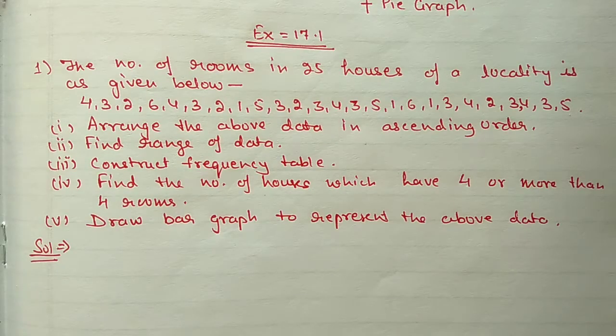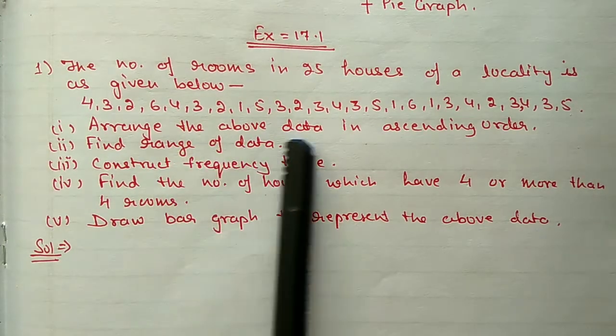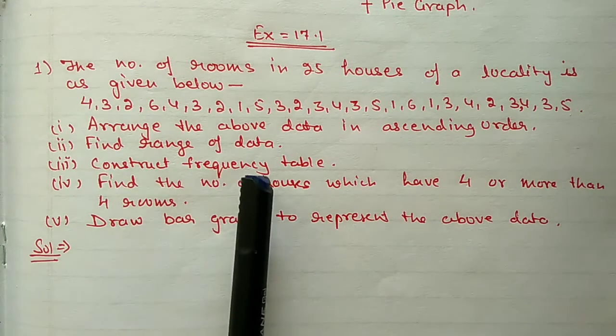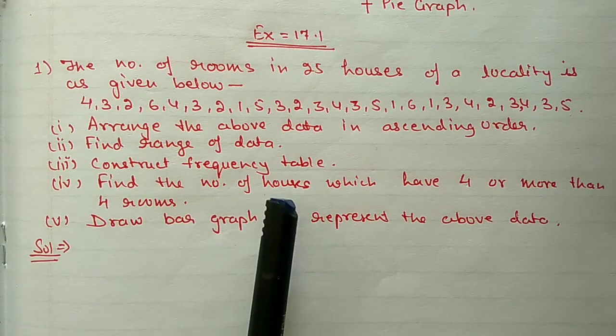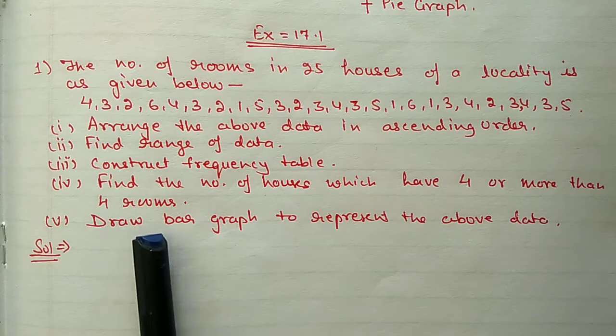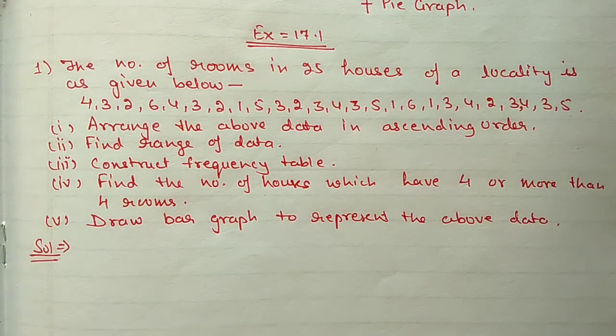Now we will start exercise 17.1. First question, the number of rooms in 25 houses of a locality is given. First we have to arrange the above data in ascending order, then find the range of data, construct a frequency table for this, find the number of houses which have 4 or more than 4 rooms, and then fifth one, draw a bar graph to represent the above data.